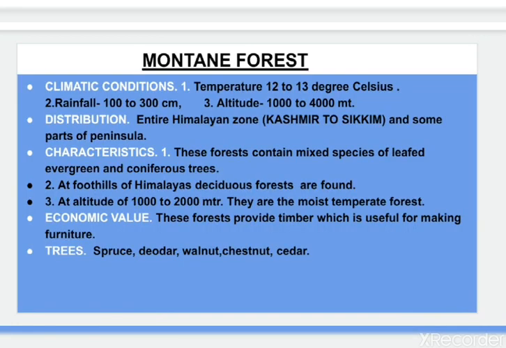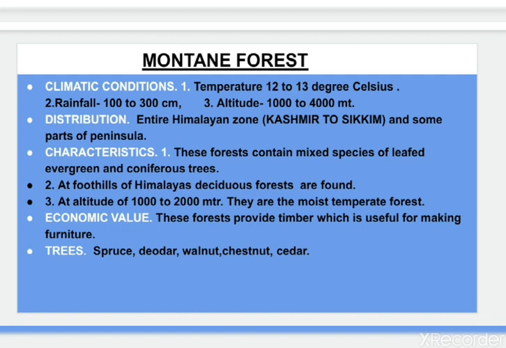The fifth natural vegetation is the montane forest. See the climatic condition. Temperature is 12 to 13 degrees Celsius. Rainfall is 100 to 300 centimeter. Altitude 1000 to 4000 meter. So these are the general climatic characteristics. Next we will learn the distribution. The entire Himalayan zone, that is Kashmir to Sikkim, and some parts of peninsula have montane or mountain forest.